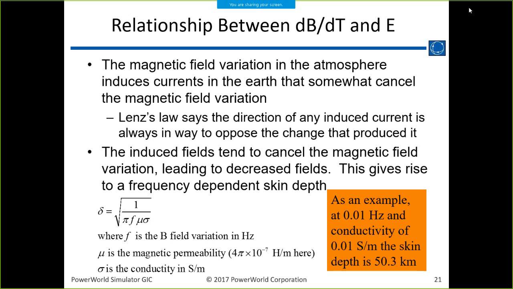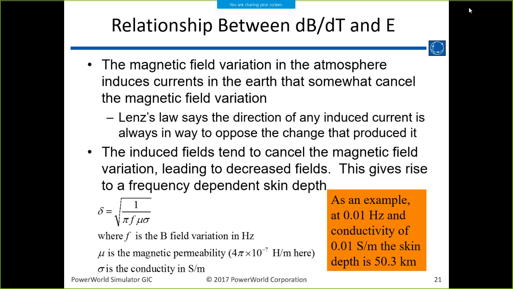That's something that we have to take into account, because for us, what's going to go on is that the change in the current in the Earth is going to cancel some of that B, and it's going to reduce the electric field that we see. Okay, some of this depends upon what's known as the skin depth. That's an equation for skin depth.